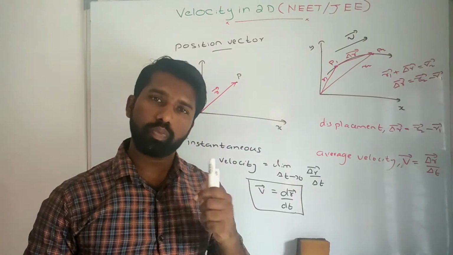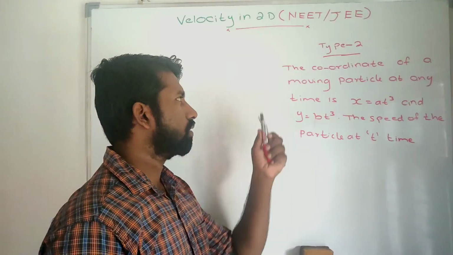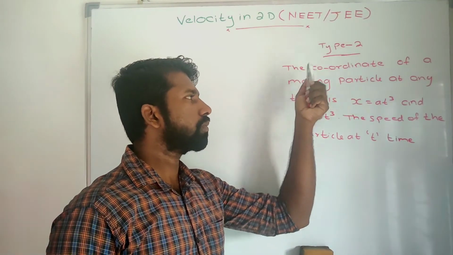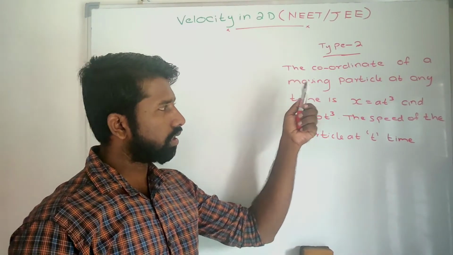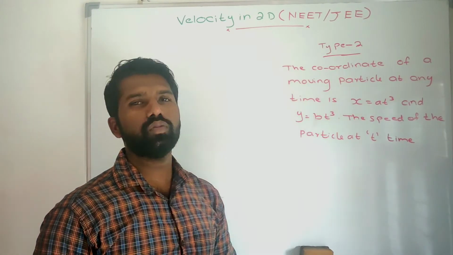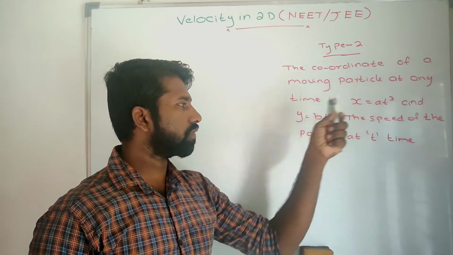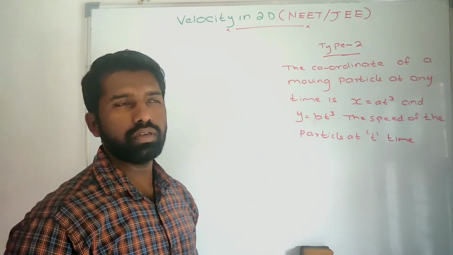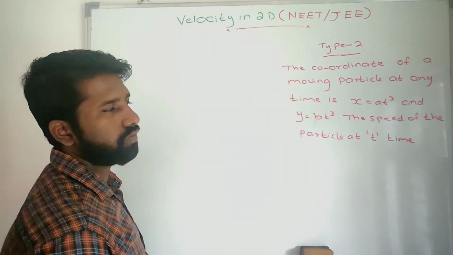Now we will see the problem. The coordinates of a moving particle at any time t are x equal to a t cube and y equal to b t cube. Find the speed of the particle at time t. Speed means the magnitude of velocity.